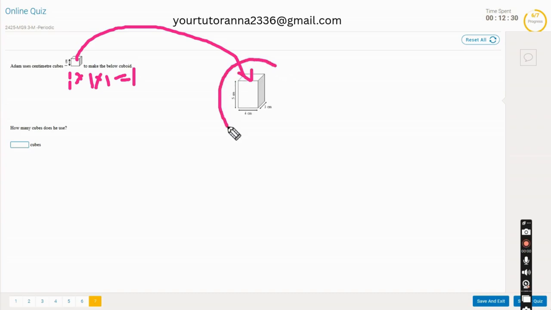Now we need to check what is the volume of the bigger cube. So how many smaller ones can fit in that cube, right? Imagine all of them can fit. So we just need to find out the volume of the bigger cube. All the smaller ones can take up all the volume of the bigger cube.